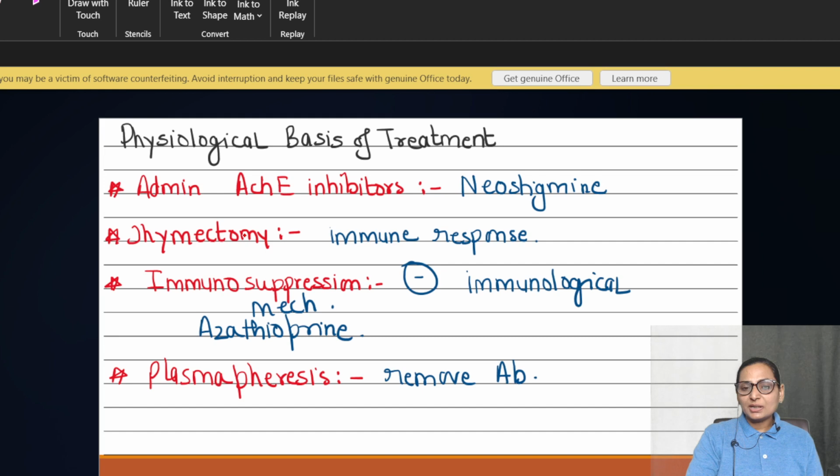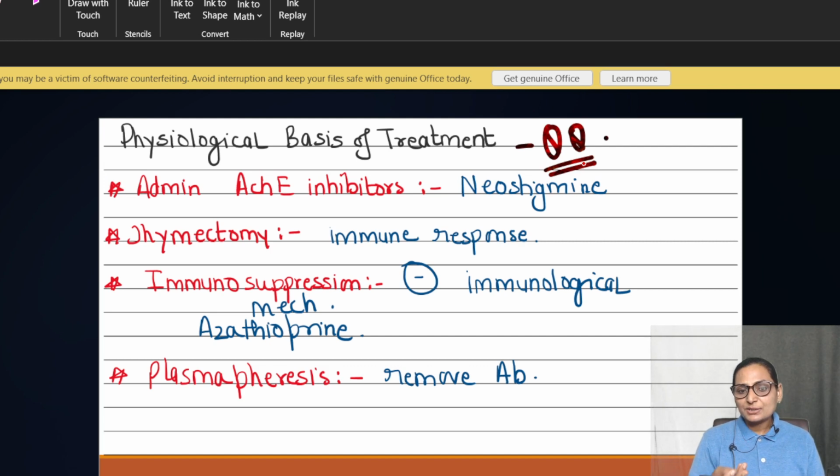What is the physiological basis of treatment of the disease? This is a very important question, one that can come to you for writing also. The first important thing is that we will give anticholinesterases, for example neostigmine, which will prevent the degradation of acetylcholine and prolong its duration of action.